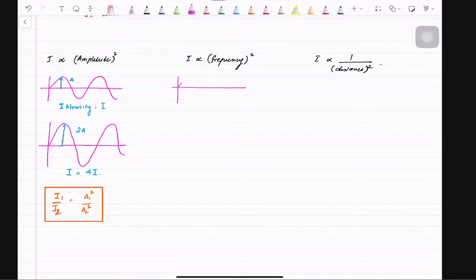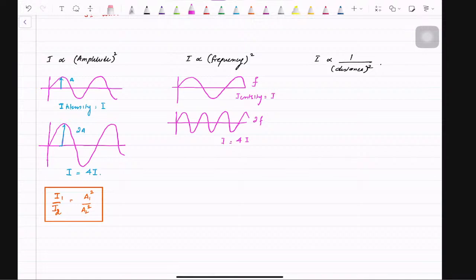So you have a wave like this and then you increase the frequency, such that if the frequency of this wave was f and intensity was I, and now this has 2f, so intensity is going to be 4 times I. It's a square as well.